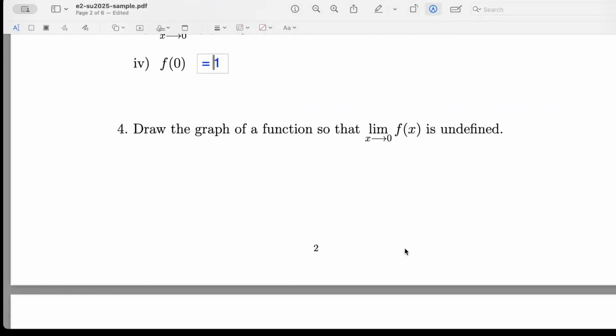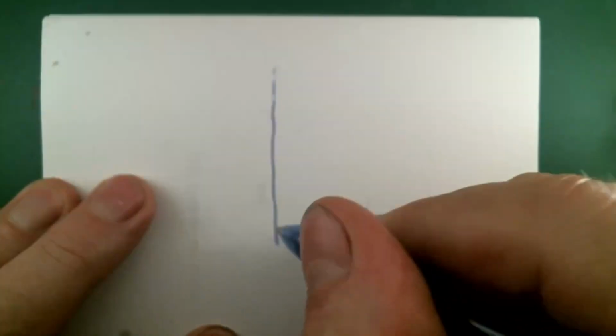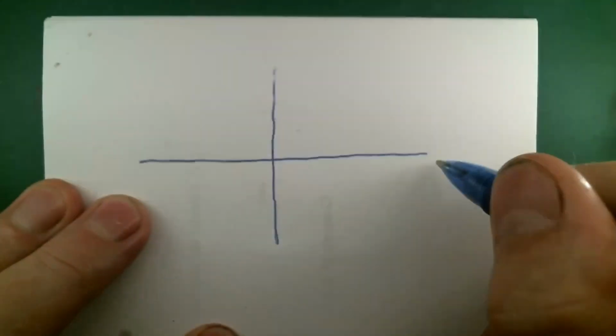Let's keep moving. This is number 4. It asks us to draw the graph of a function so that the limit is undefined. That's actually easy because it doesn't say anything about the function other than that. The limit as x goes to 0 should be undefined. Here's the axes. That's the y-axis. Here's the x-axis.